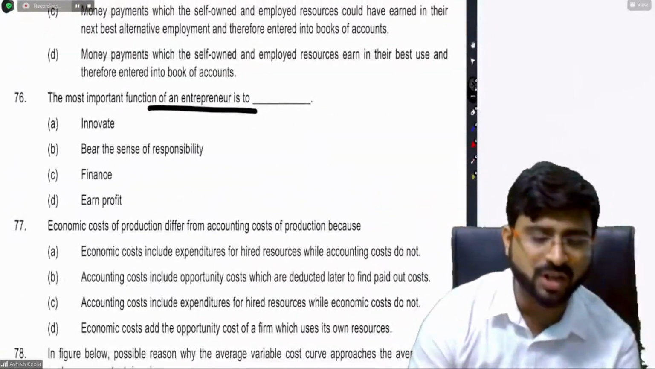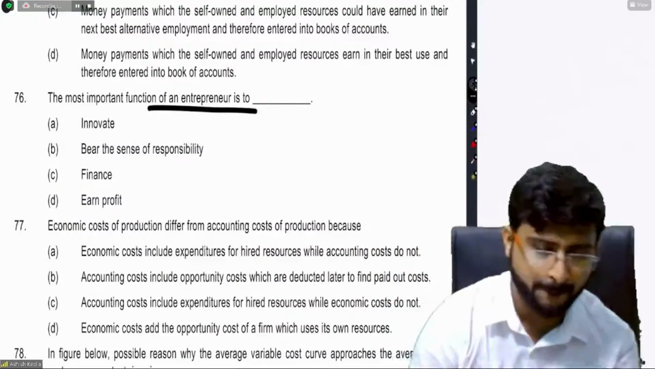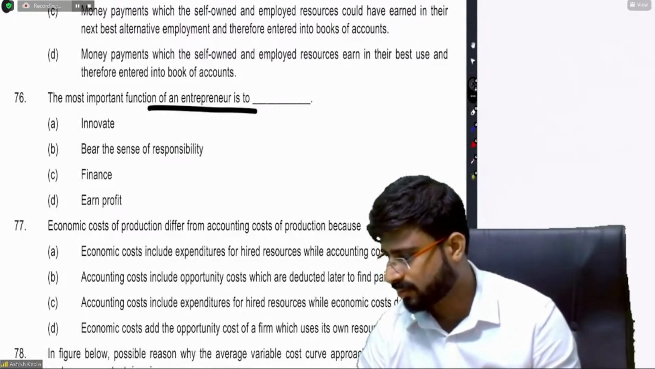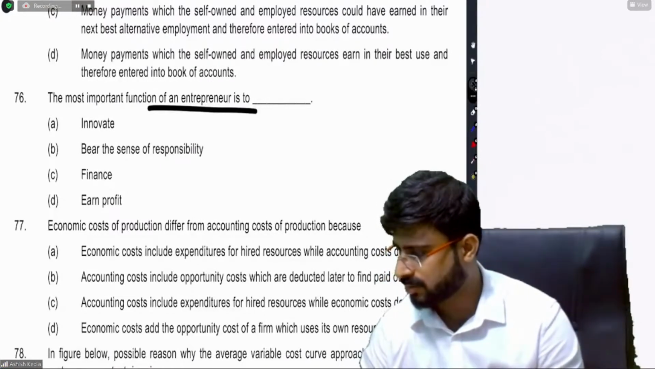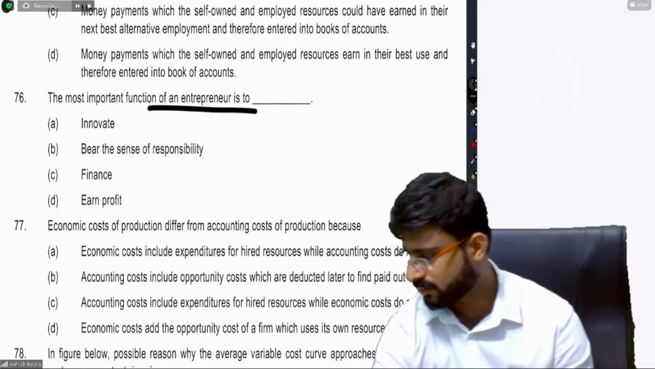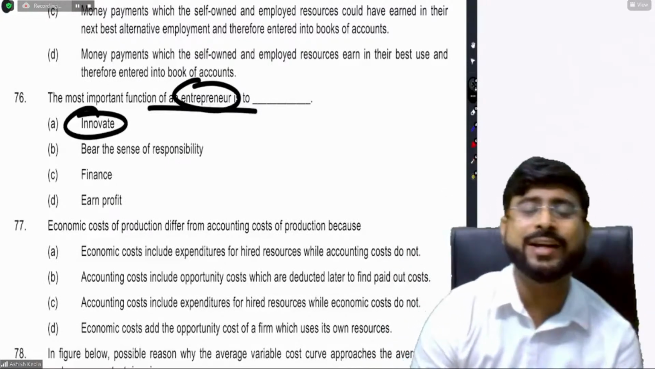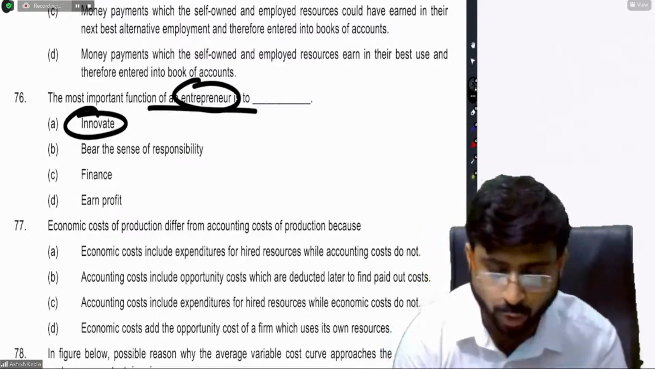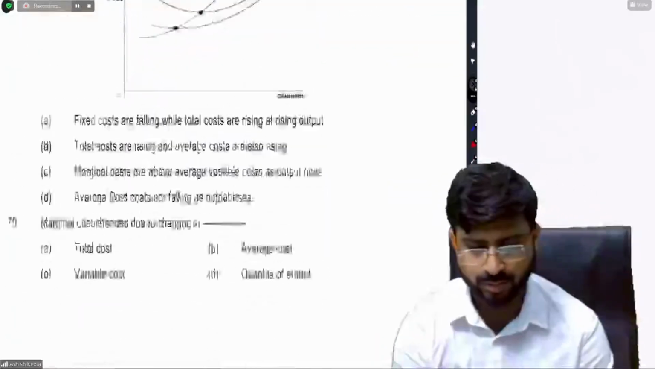Very good. Most important function of an entrepreneur. 76. Yes, the most important function of entrepreneur is to innovate, to find new solutions to old problems, to solve problems in a better way. So you got it correct, friends.